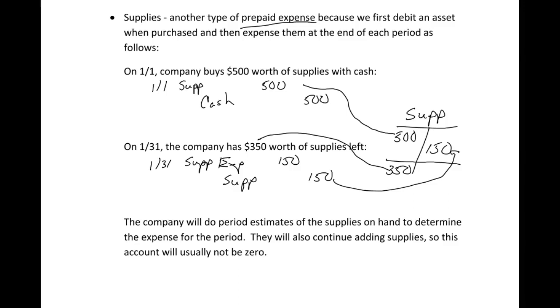With supplies, companies will do estimates of supplies on hand to determine the expense of the period. If you think about it, supplies are typically a smaller dollar value. That's why they're just going to estimate it, because it's usually not a material amount. And it's also why, if you think about this journal entry right here, every time they use a paper clip, they're not going to debit supplies expense and credit supplies for the value of that one paper clip, because there's a cost-benefit involved, and it just doesn't make any sense. So companies will estimate their supplies and then make this journal entry as an adjusting journal entry at the end of the period. All right, so this takes care of our deferrals.